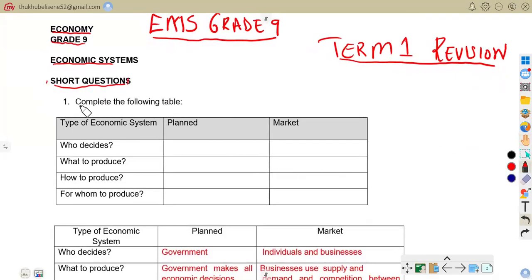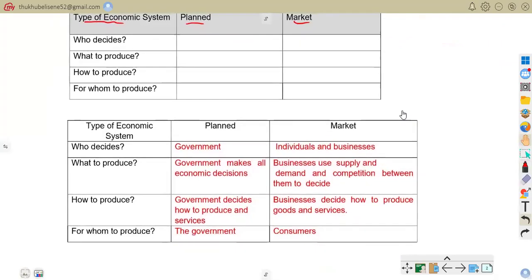As it says, complete the following table. We have the type of economic system, planned as well as market, and we have to complete that: who decides, who produces, what to produce, how to produce, as well as for whom to produce. So here are our answers for those questions.